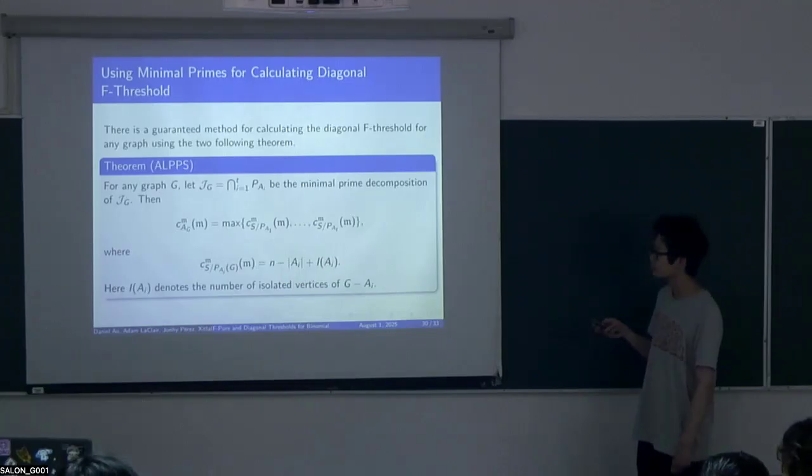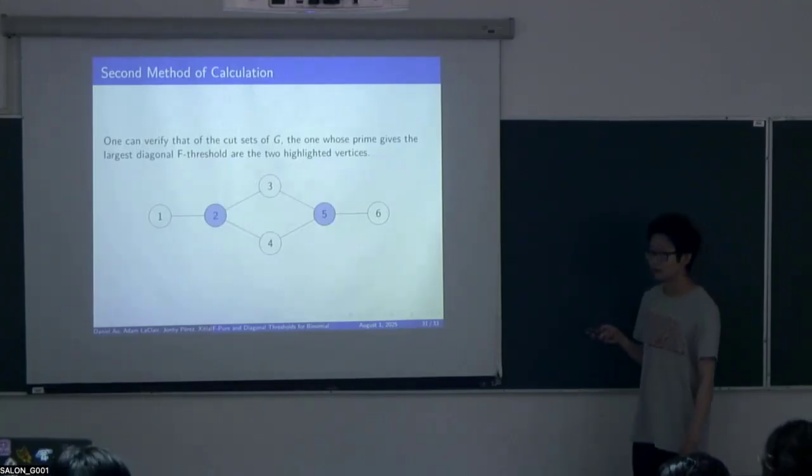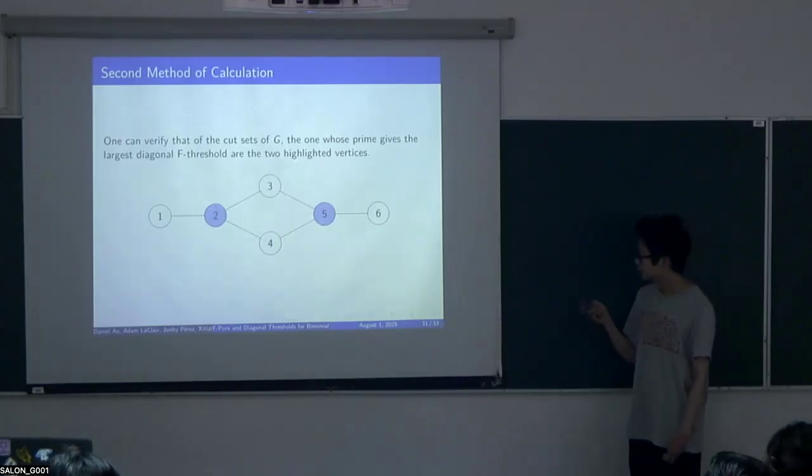A corollary of this theorem is that the diagonal F threshold is always an integer for any graph G. So going back to this graph from before, you can verify that there are 5 minimal primes, which correspond to the cut sets: the empty set, vertex 2, vertex 5, the set consisting of 2 and 5, and the set consisting of 3 and 4. The one that gives the largest diagonal F threshold is the set consisting of 2 and 5, which are highlighted here.